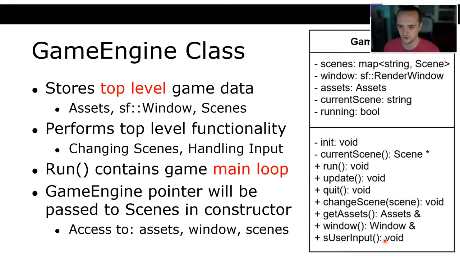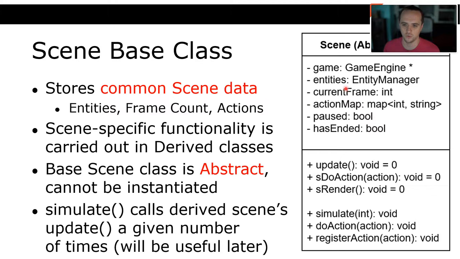The scene base class, as we said, is going to store this data, which is common to every scene. So when we're designing this class, we look at the scenes and we say, okay, what is going to be in every single scene? Well, we're going to need a pointer back to the game engine, right? So we can access the game assets and the window and stuff like that. Every scene is going to have its own entity manager. It's also going to have its own current frame count, so a frame count within the scene.